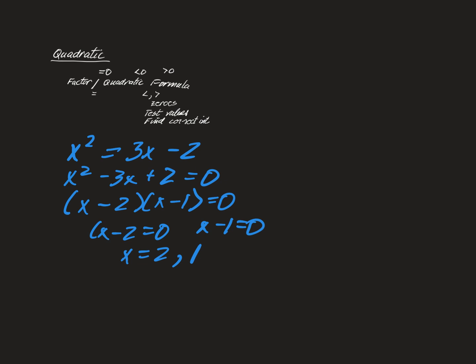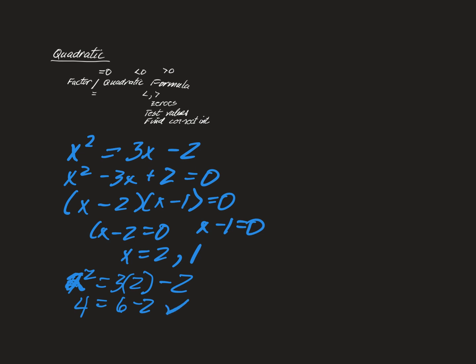And then I can go back and check both of those solutions in the equation. So I can plug them in. Let's do the 2, and I get 2 squared, excuse me, not 4 squared, 2 squared. Apologize. So that's 4. Is that equal to 3 times 2 minus 2, the original equation? That's 6 minus 2. Yes, so it checks. I can do the same thing with 1.